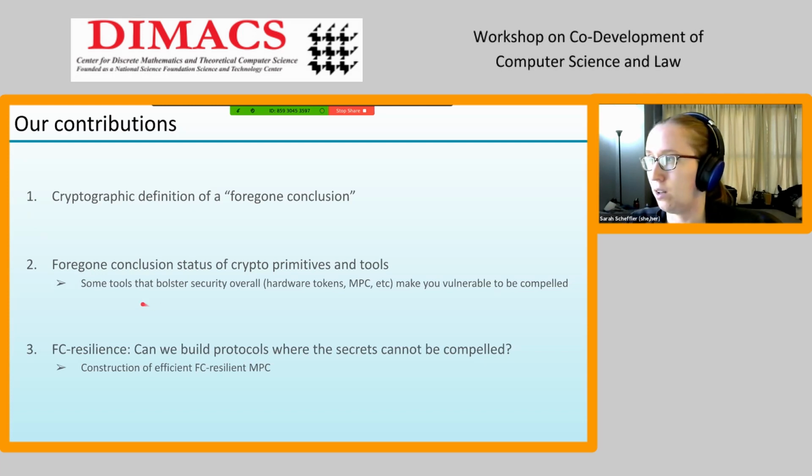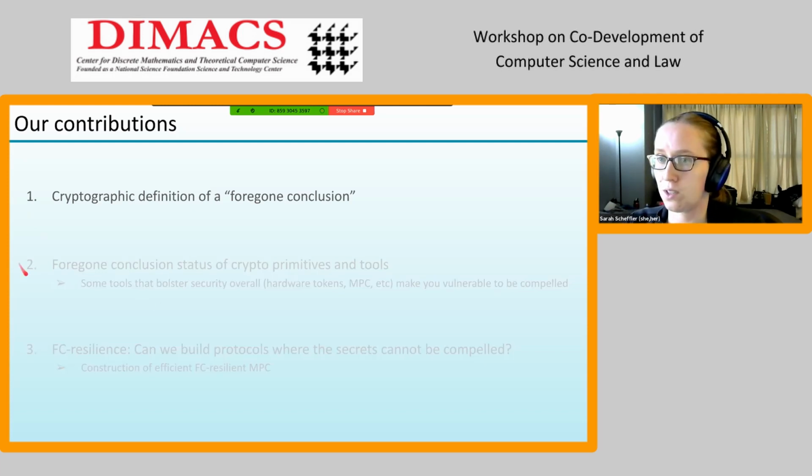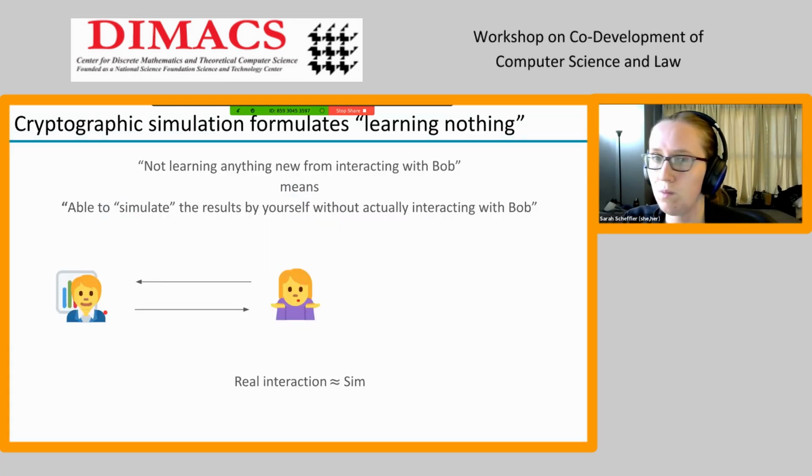Okay, so let me begin with the first definition of a foregone conclusion in general. And in fact, I'm first going to provide a very basic introduction to cryptographic simulation for those who haven't seen it before. Our entire definition is going to be based around this formalization of what it means to not learn anything new. If you're hearing this word simulation and you're not a cryptographer, you're probably slightly confused, but cryptographers use the word simulation to mean something different than the typical technical meaning.